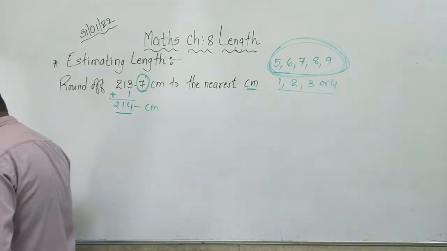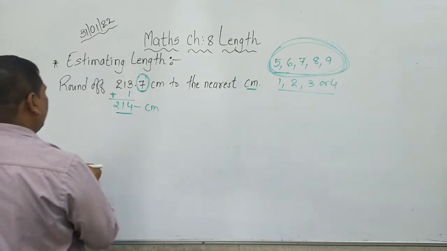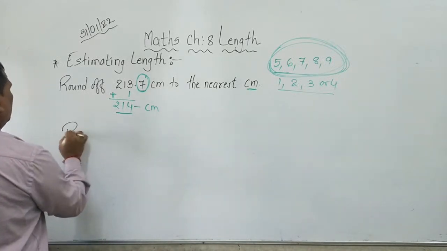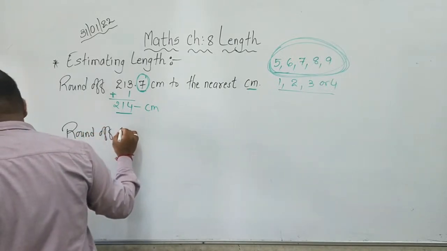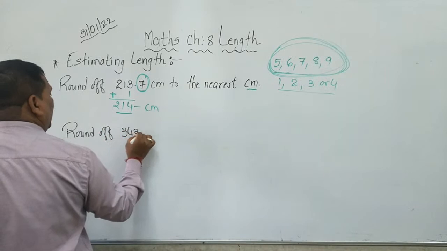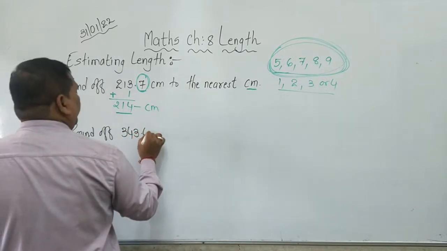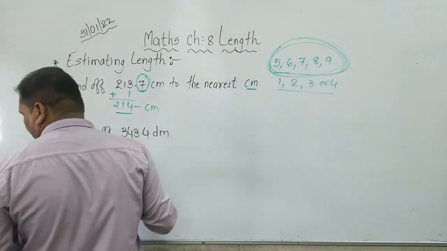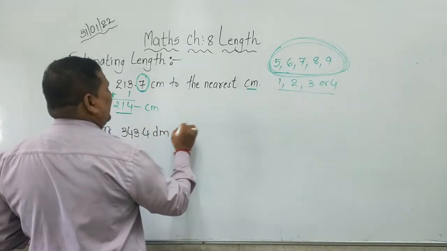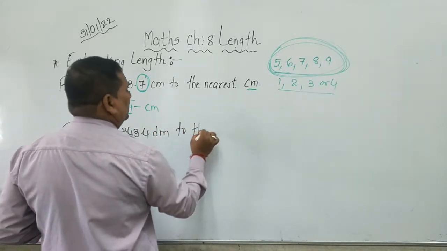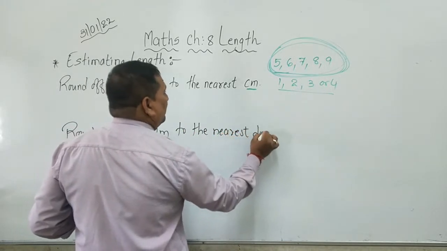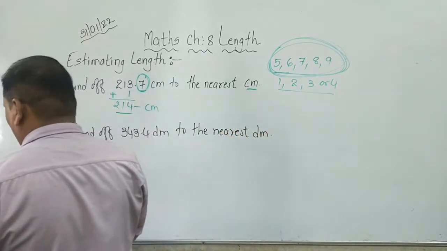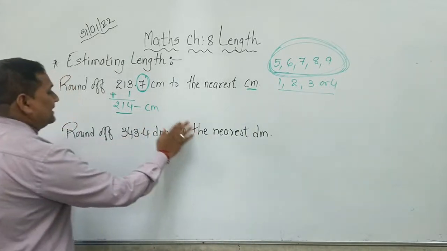See the second one. What we have to do? We have to round off 343.4 decimeter to the nearest decimeter. We have to round off to the nearest decimeter.